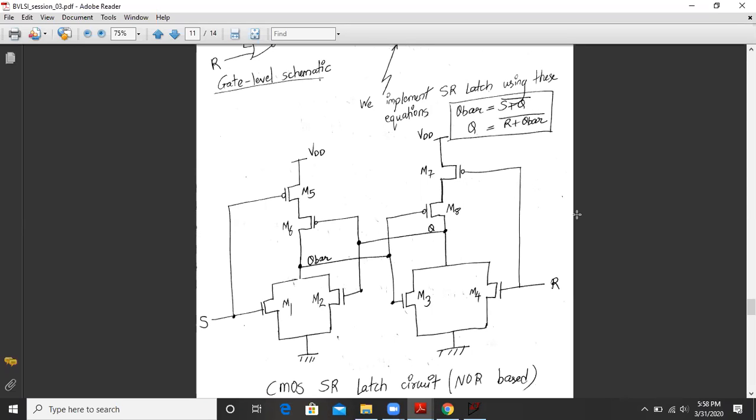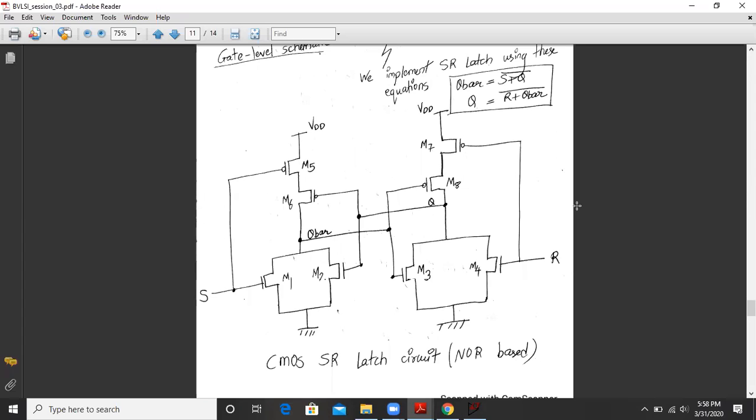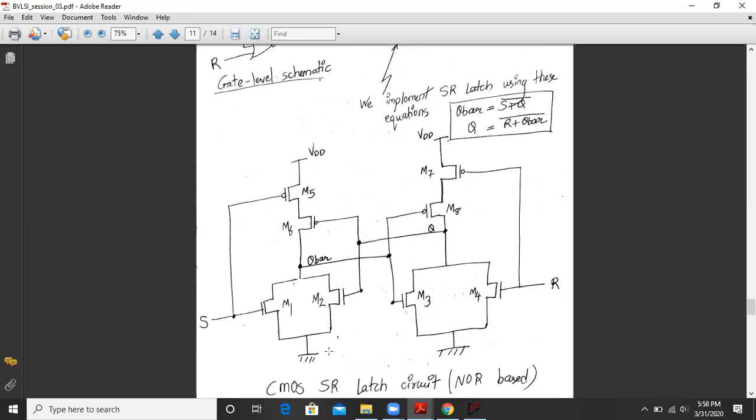Okay, so we shall proceed ahead. We will have to verify the truth table for this, whether this really works as a CMOS latch circuit or not.